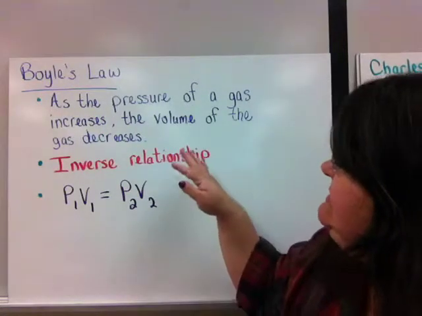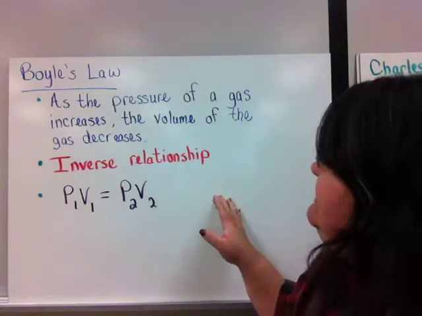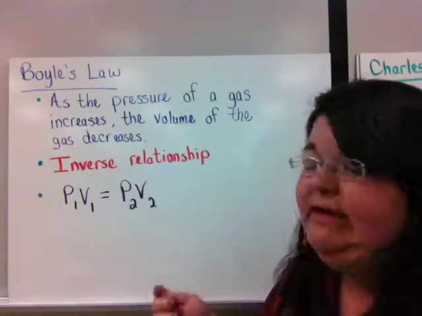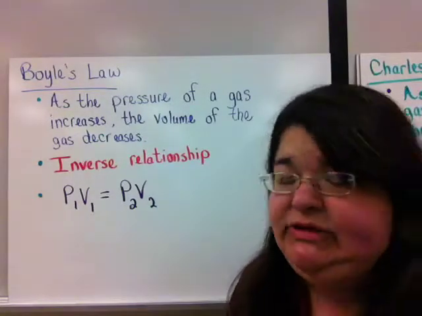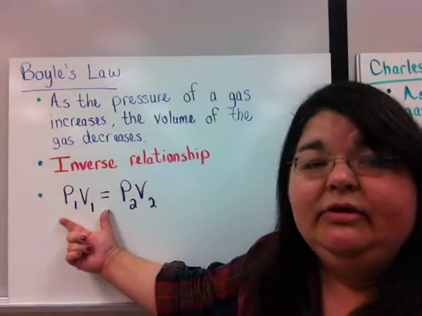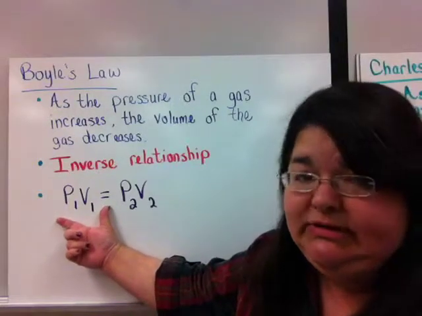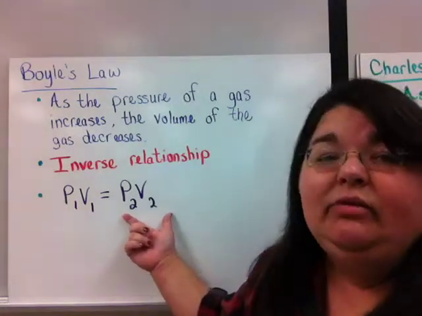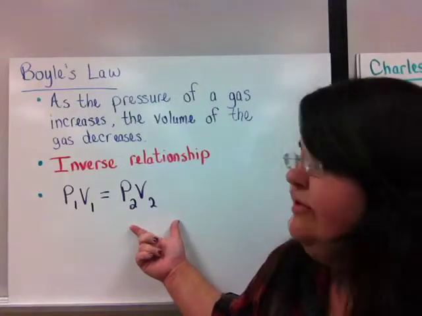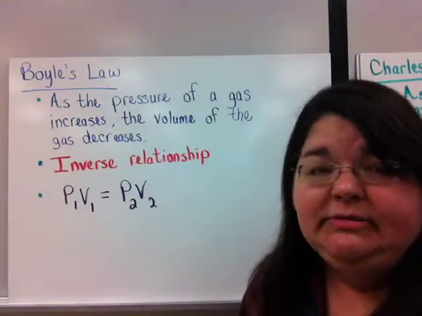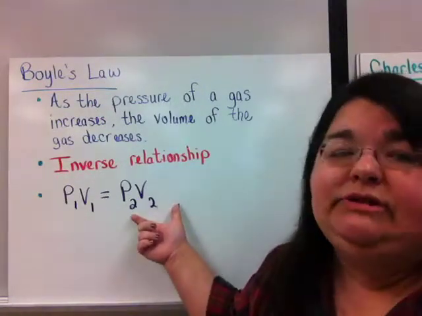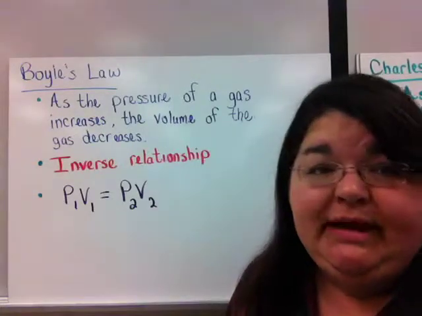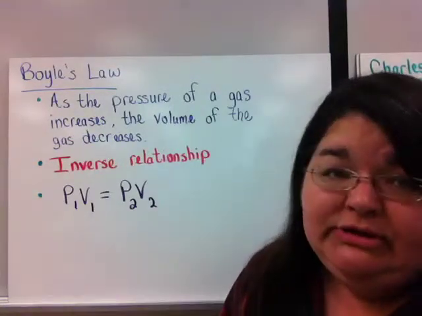Boyle's Law states that as the pressure of a gas increases, the volume of the gas decreases. That's an inverse relationship. So we write it here as P1V1 when we start, but as one goes up, the other has to go down, so we write it across the equation. No fractions to rearrange, so we just have the one equation to remember.